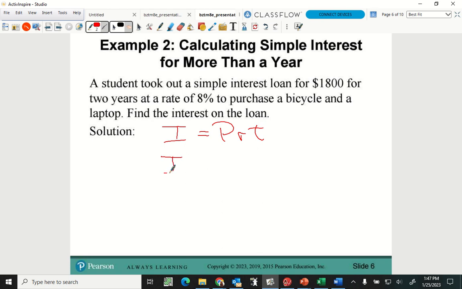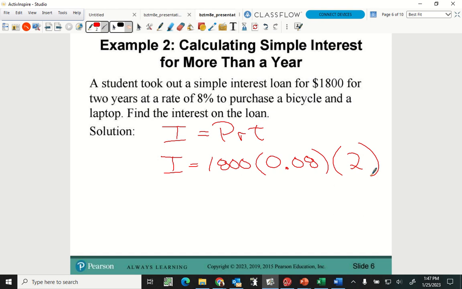So I equals principal, which is 1,800, times 8%, which is 0.08, times 2 years. So this one is 2 years though.